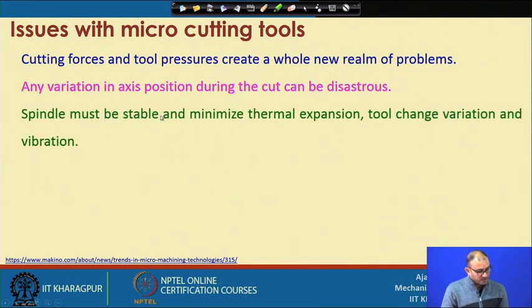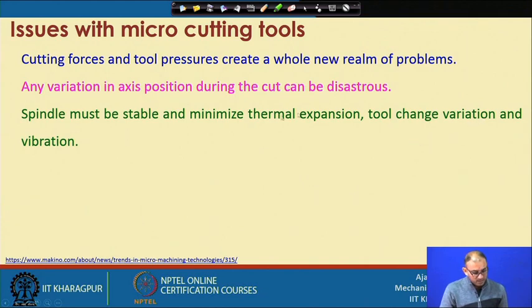The spindle must be stable and minimize thermal expansion, tool change variation and vibration, because we have seen in the spindle lectures the different ways you can use the spindle. First, it should be stable, in the sense that when you operate in the high speed regime there should not be any deformation within the spindle. Thermal expansion also plays an important role. If we go with an air bearing, thermal expansion will be very low. If you go with a ball bearing or roller bearing, you will get some thermal expansion because of friction and heat generation.